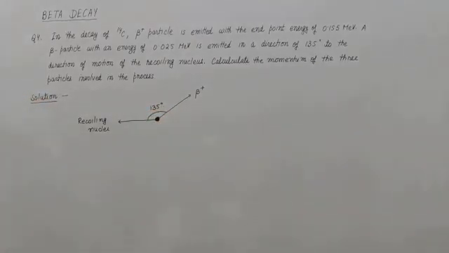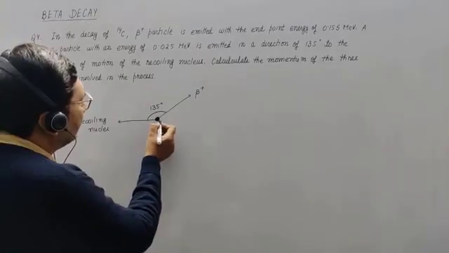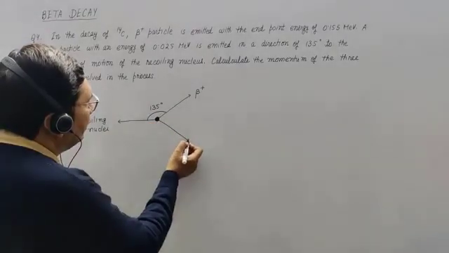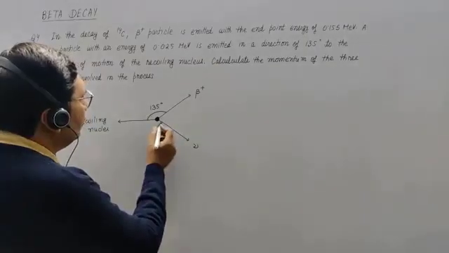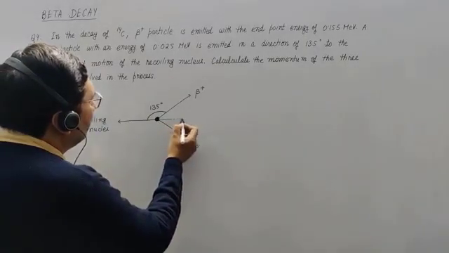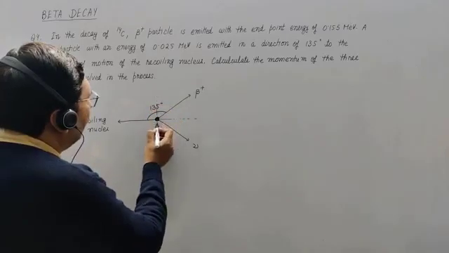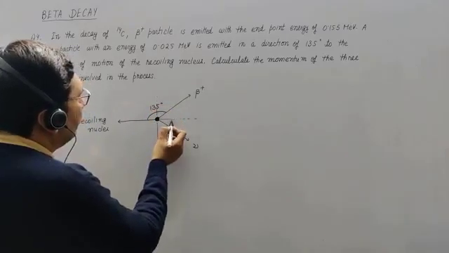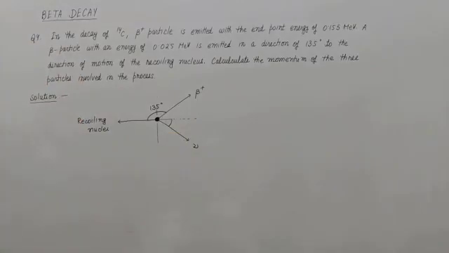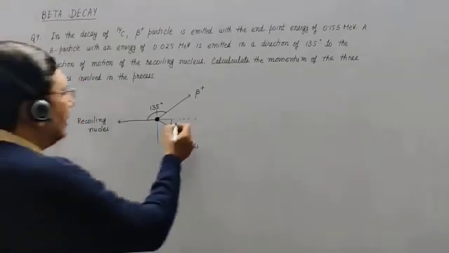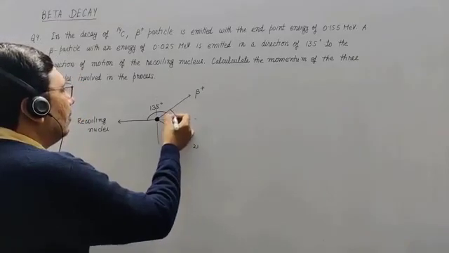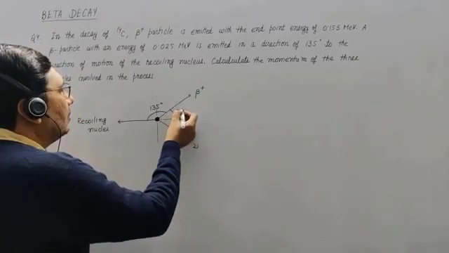And suppose this third particle, neutrino, is emitted in this direction. I am just assuming this. This is the direction of neutrino. So I will draw like this. I am drawing these perpendicular lines. So here this angle is suppose theta. This angle will be 45 degrees. So this is the situation.